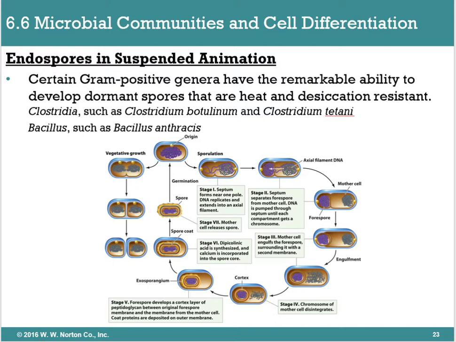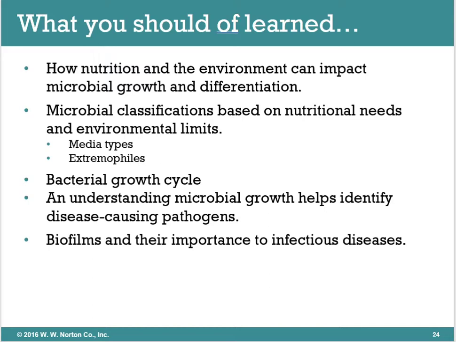Okay, guys, so that will wrap up our chapter 6 lecture. We covered nutrition, how nutrition in the environment can impact microbial growth, and also how they differentiate. We talked about nutrition and the environmental limits, such as mesophiles, extremophiles, and everything. We talked about various media types, four main types, and also that media types are not very rigid. Some media can bleed into multiple types.